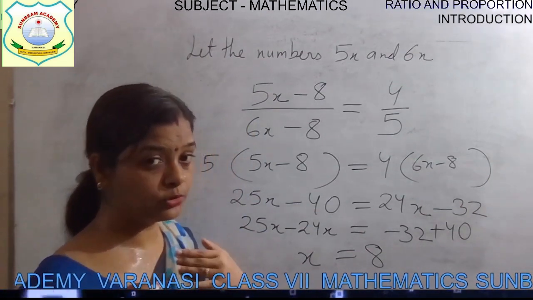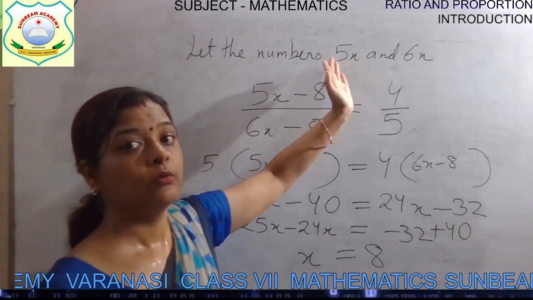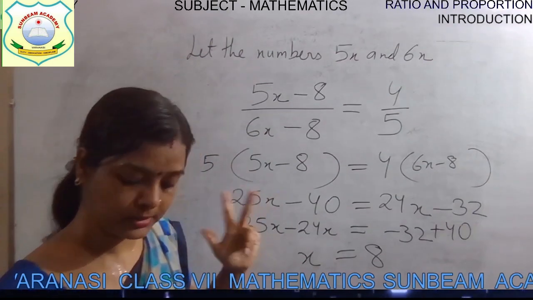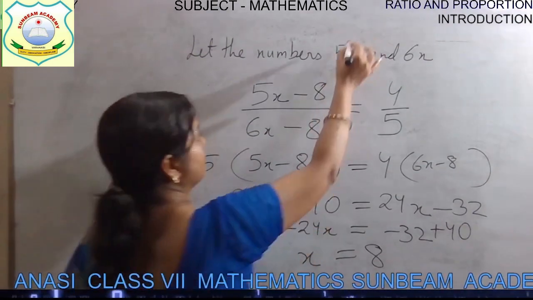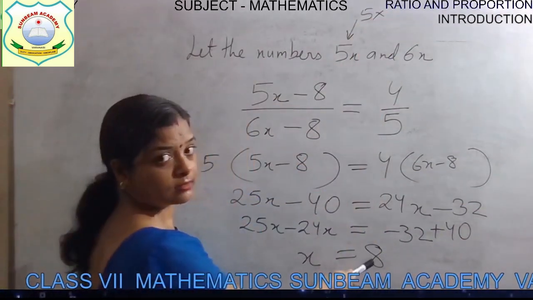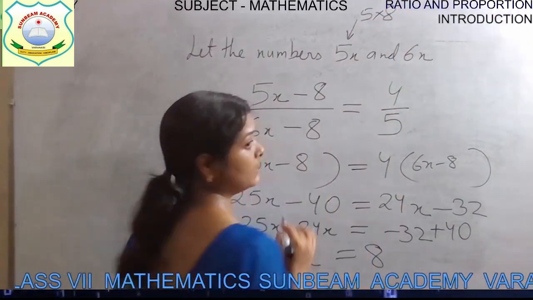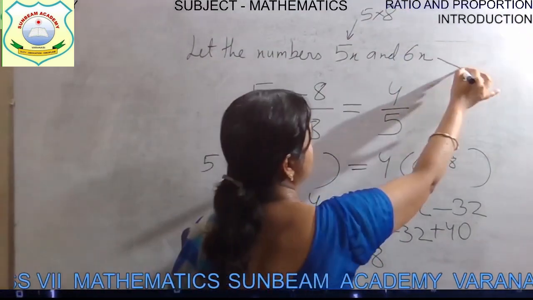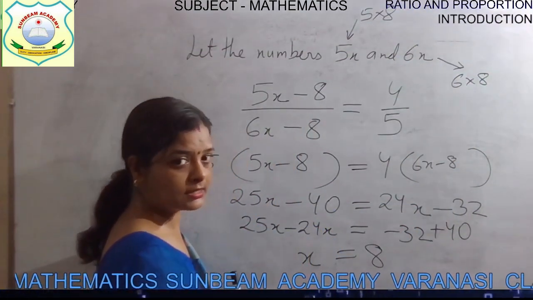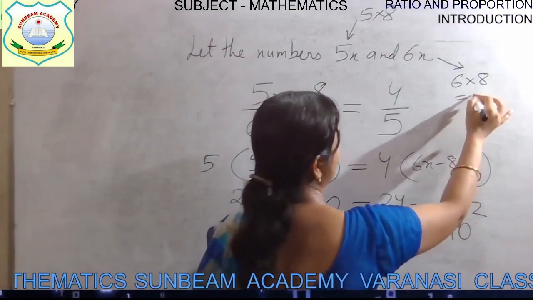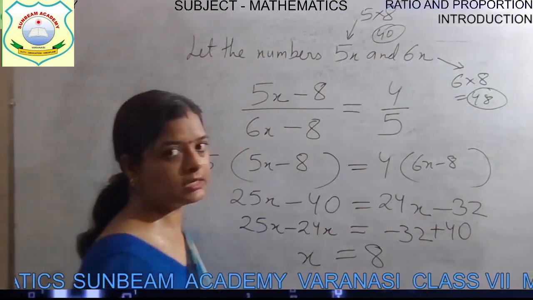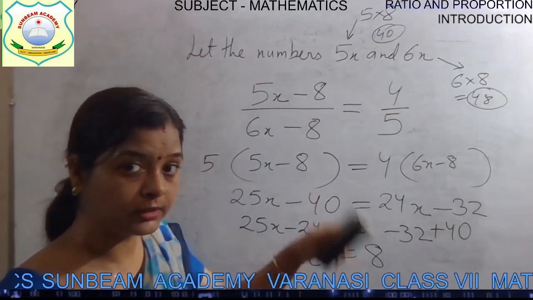We have chosen that number to be x, which will be multiplied in both parts of the ratio, and we will find those two numbers. So let's find those two numbers. One number is 5x. It means 5 into how much? x. That is 8. So what will be the answer? 40. And another number is 6x, meaning 6 into 8. Why 8, children? Because x is 8. So 6 8s are 48. So one number is 40 and another number is 48. Those are the two numbers.